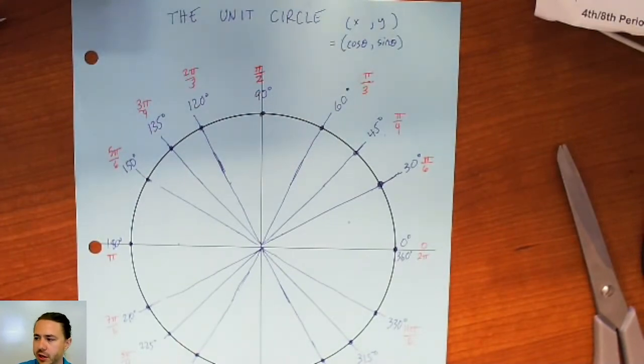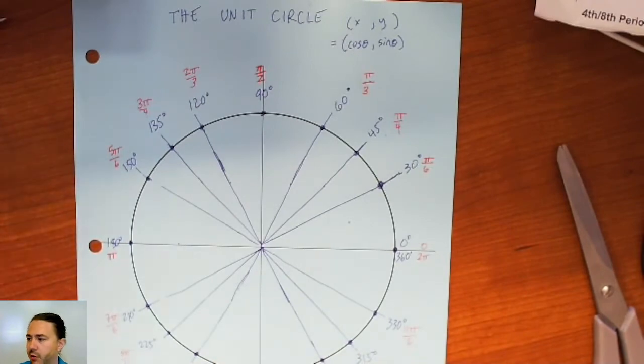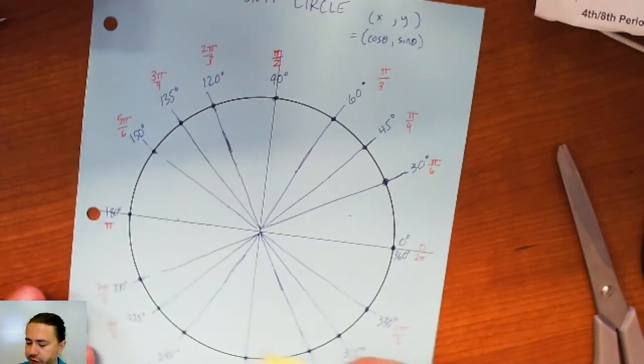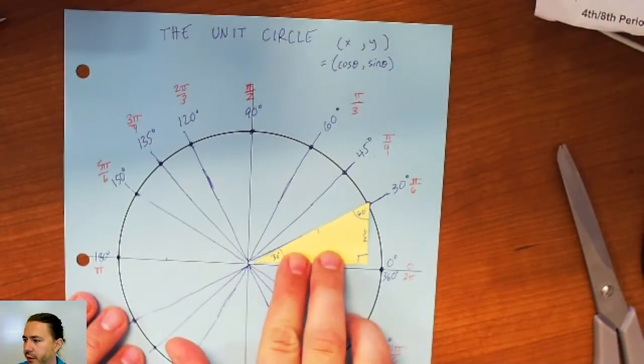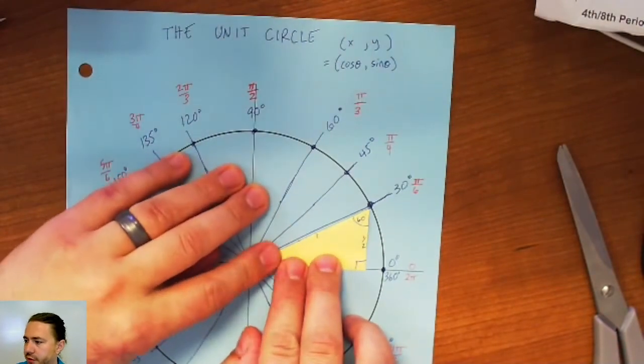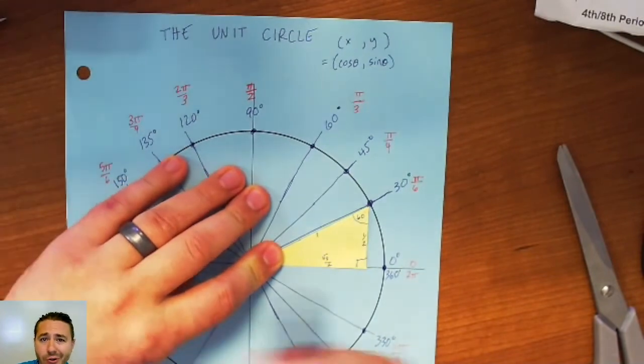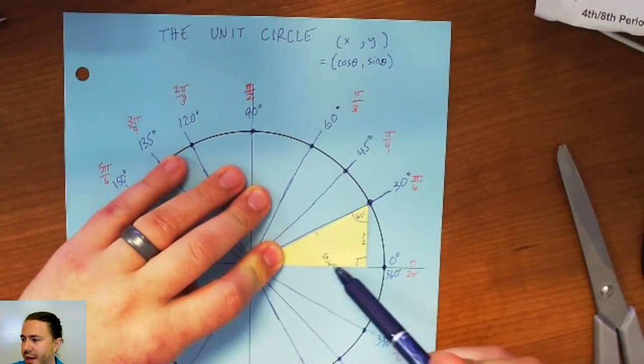We're going to use these triangles. Okay? So like for 30 degrees, for instance, I'm going to grab my 30, 60, 90 triangle, and I'm going to place it right here. And if I want to know the coordinates of the point on the circumference, all I got to do is just look at these side lengths.